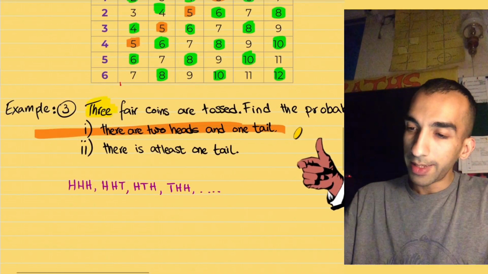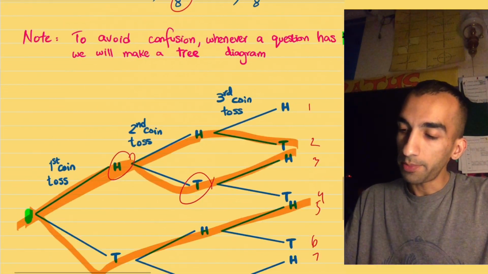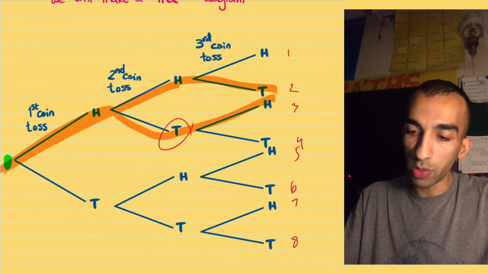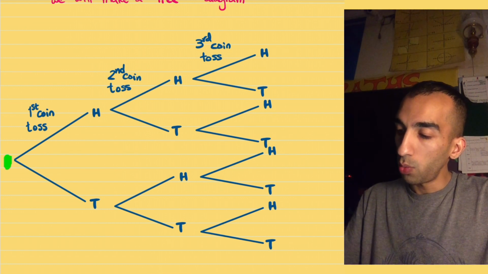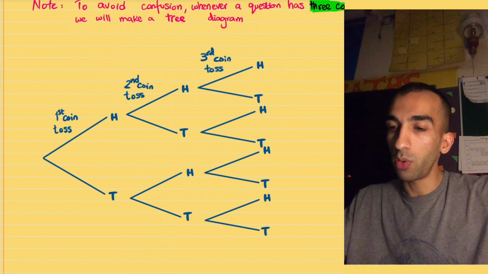Now the question says there is at least one tail. One tail. At least का मतलब है कम से कम, so we can have solutions which have more than one tail. Here we go. We are going to look for and highlight all the possible options जहाँ पे एक ना एक tail हो.